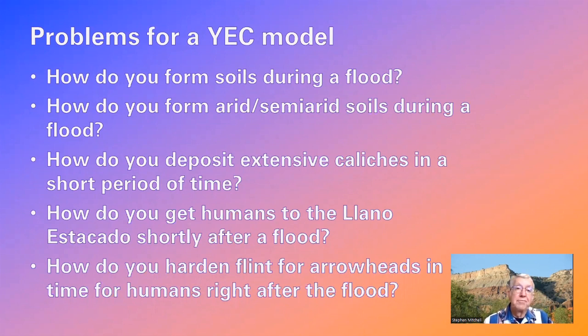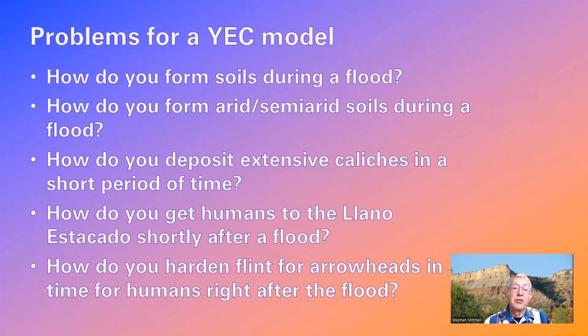How does that happen? And it's not just that they are soils, but in many cases we find arid or semi-arid soils that apparently would have formed during the flood. How do you form a caliche during the flood? How do you deposit extensive caliches in a short period of time, even if you're saying that it was after the flood? How do you form caliches over an area the size of Indiana?